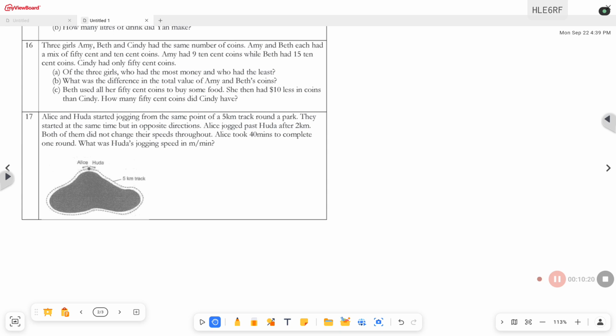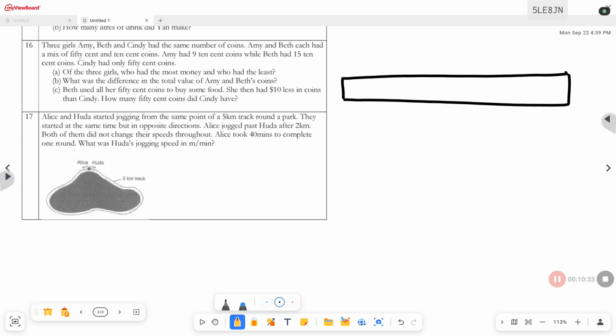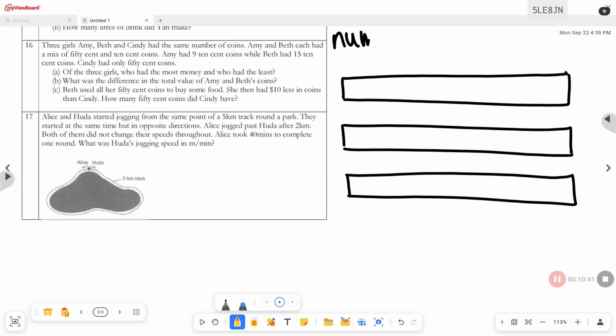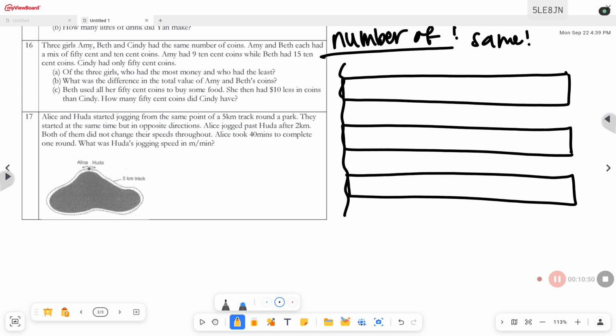So key thing is, remember I always tell you guys that whenever you do money, you need to be very careful whether it is talking about the number of coins or the value. Right now they're trying to tell you that we have Amy right here, Beth right here, and Cindy right here. All three of them have the same number, so I need to KIV that. I need to write down that the number of coins is the same.